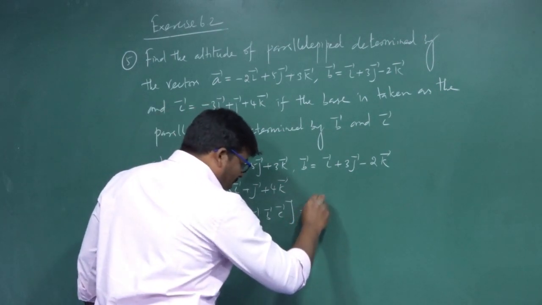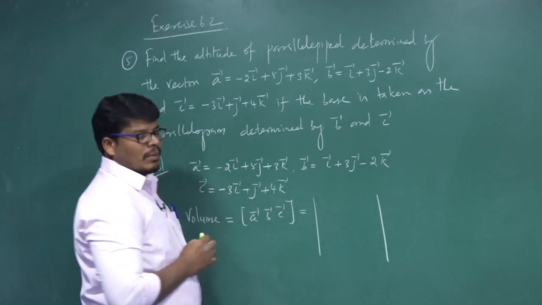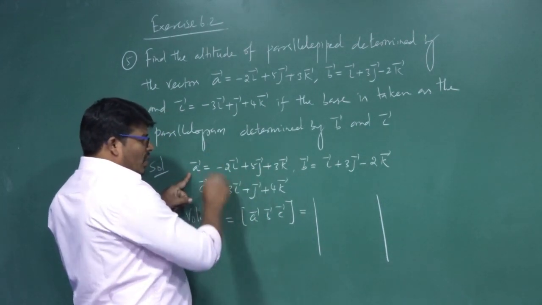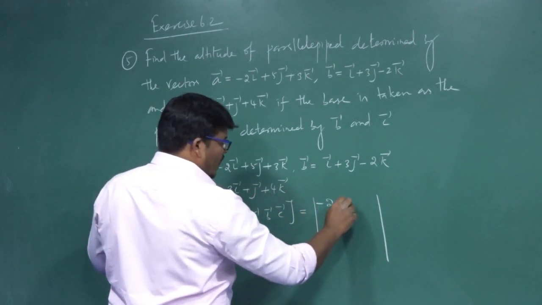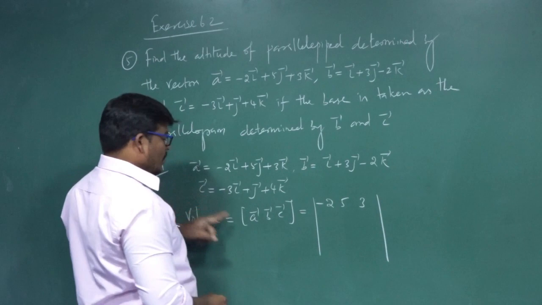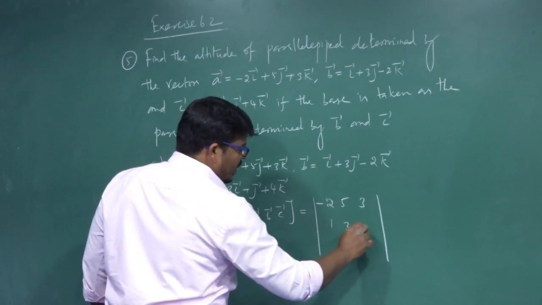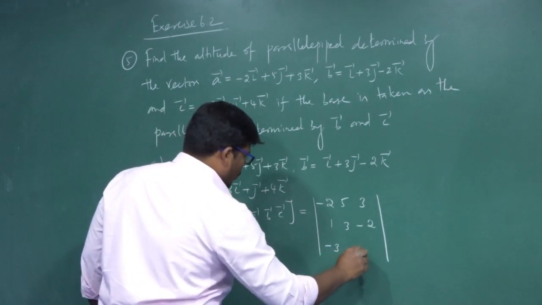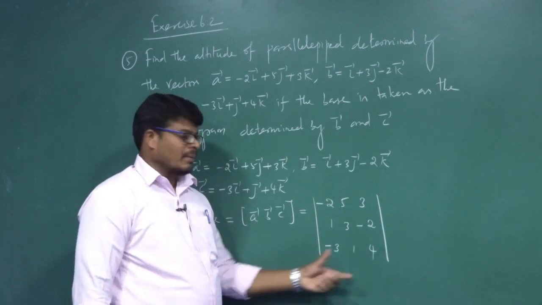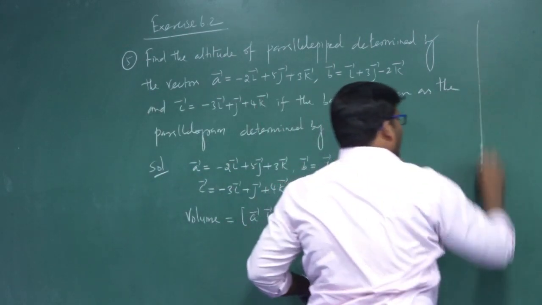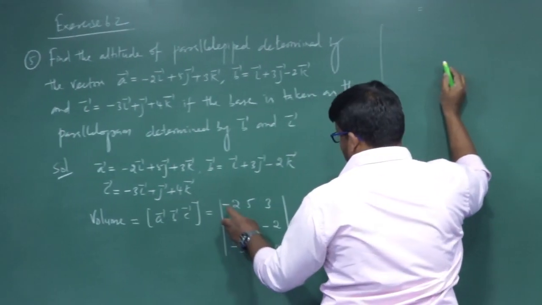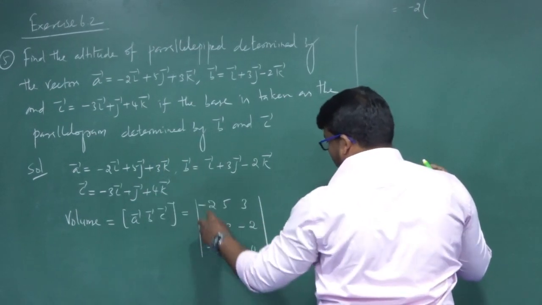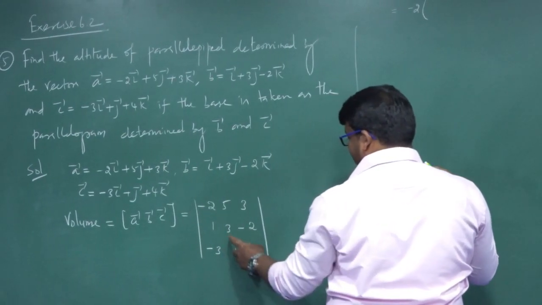We can write the box product of A, B, C in determinant form. The rows are the components of A: -2, 5, 3; of B: 1, 3, -2; and of C: -3, 1, 4. Now expanding the determinant. First take the element -2, eliminate its row and column, getting the minor matrix 3, -2, 1, 4.